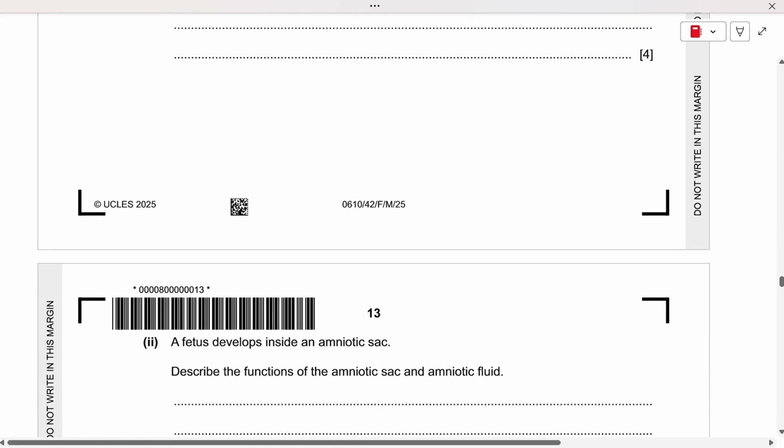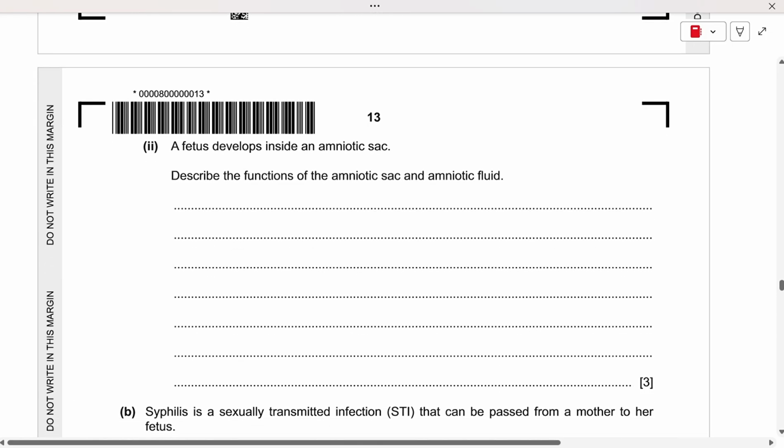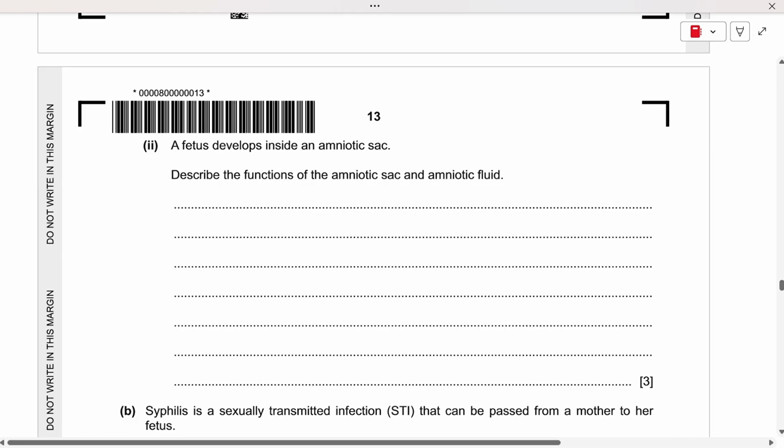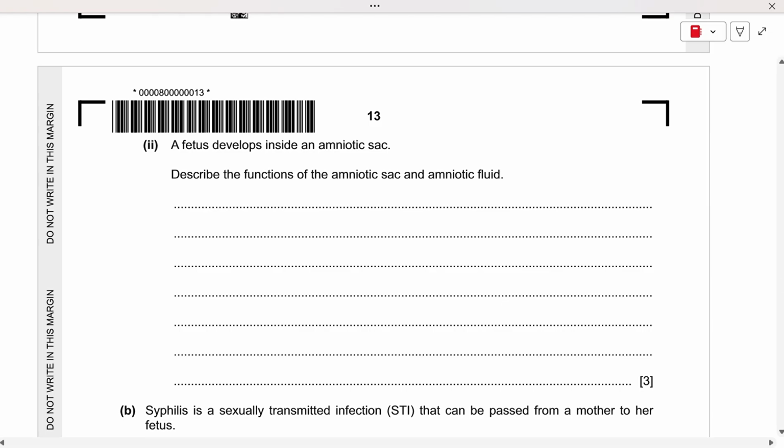Okay, Roman 2 says a fetus develops inside an amniotic sac. Describe the functions of amniotic sac and amniotic fluid. Okay, so what are the functions of amniotic sac and amniotic fluid? First of all, it's to protect the fetus from mechanical damage, and then it is to nourish the fetus, and then again it is to allow movement for the fetus. All right, but also to regulate temperature.